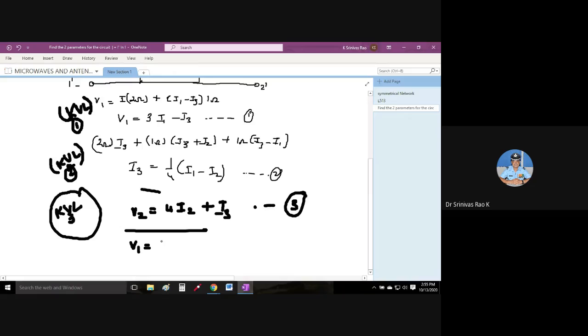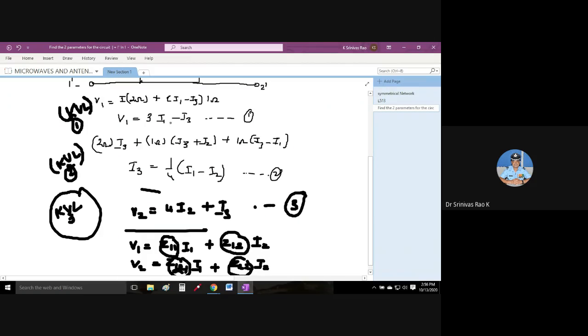V1 is equal to Z11 into I1 plus Z12 into I2. Like that, we have another equation: V2 is equal to Z21 into I1 plus Z22 into I2. You have to get these equations in this form. When you get these equations, whatever parameters you have, these are your Z parameters. Nothing great in this, you have to simplify.